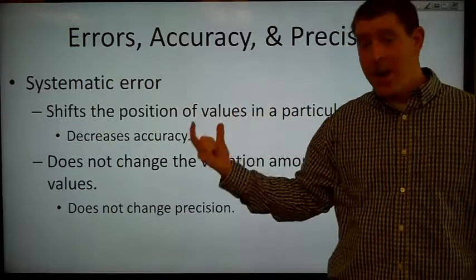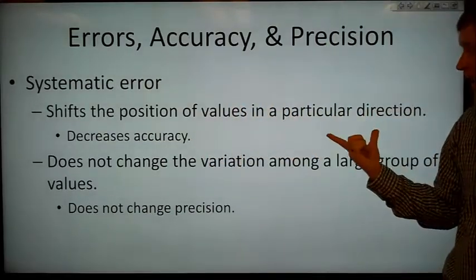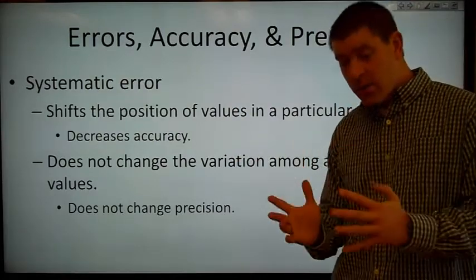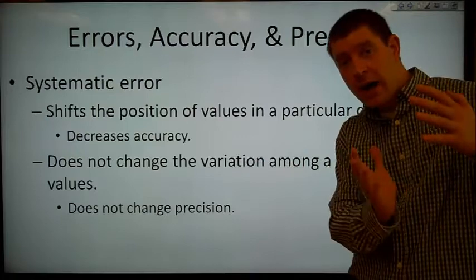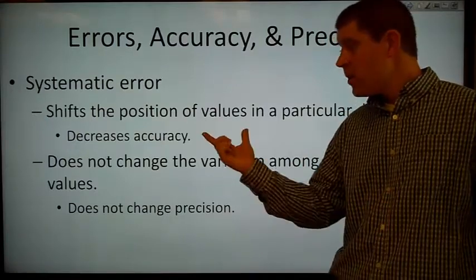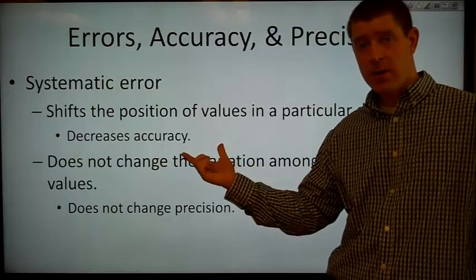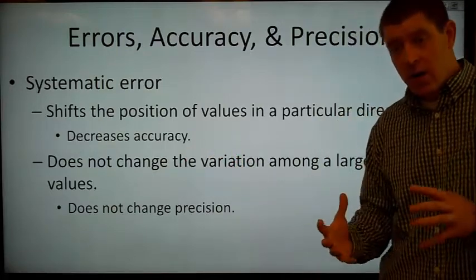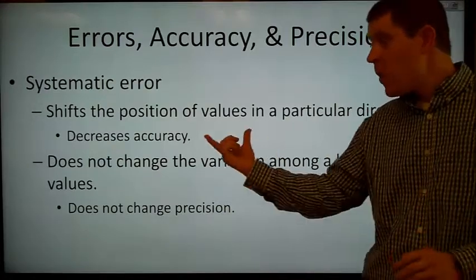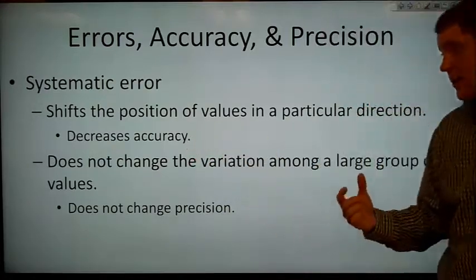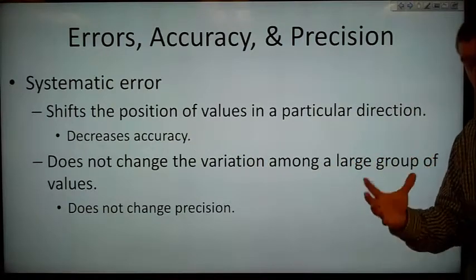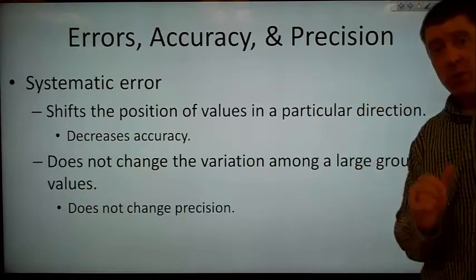On the other hand, systematic error shifts the position of values in a particular direction. If our measurements are more likely to be higher than the true value compared to the low, then we're decreasing our accuracy because we're shifting the average of any group of measurements away from the true value. So we're decreasing the accuracy. But we're not changing the variation amongst a large group of values. We may just be shifting the whole group up or down.